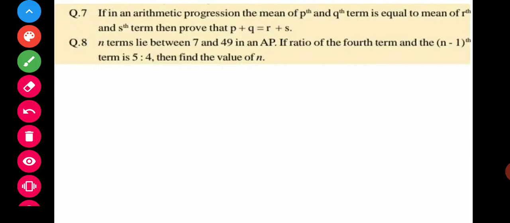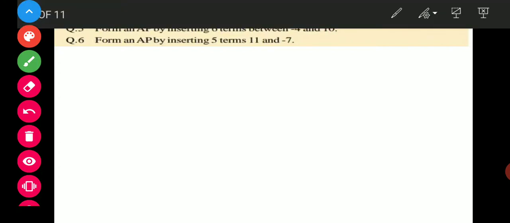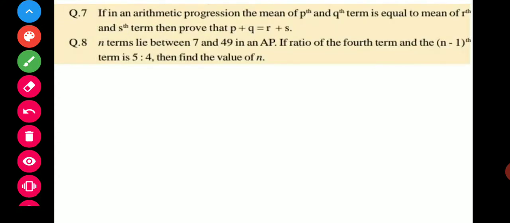If in an arithmetic progression the mean of the pth and qth terms is equal to the mean of the rth and sth terms, then prove that p plus q is equal to r plus s. That means if in an arithmetic progression the mean of pth and qth terms is equal to the mean of rth and sth terms, then prove that p plus q is equal to r plus s.